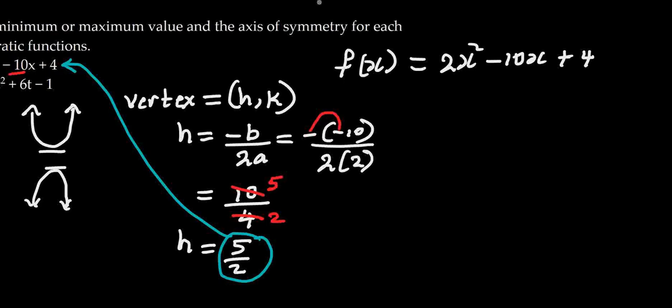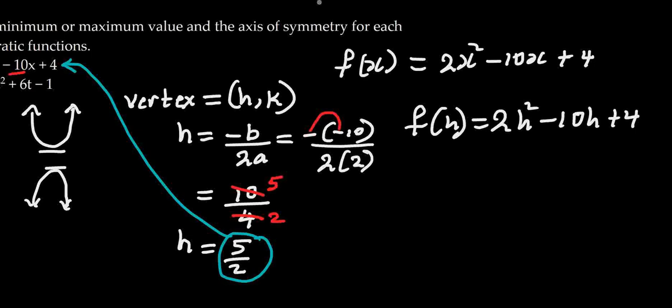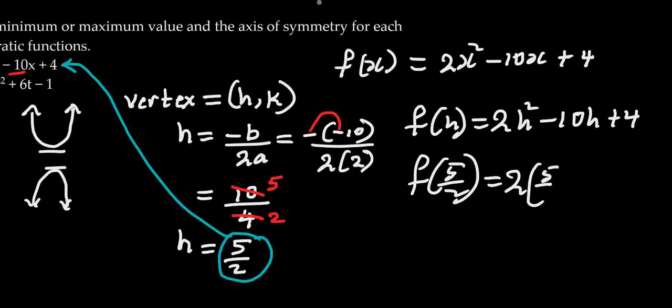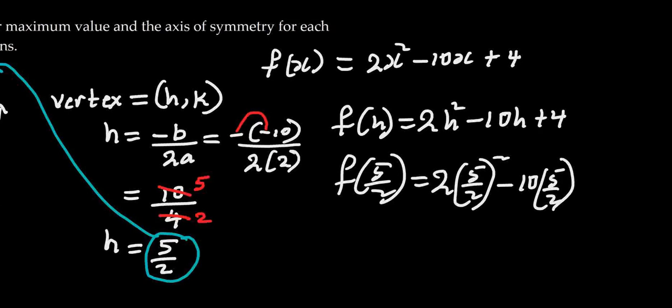So we are going to plug in the value of h, which means automatically we're going to have f of h is equal to 2h squared minus 10h plus 4. And since the value of h is 5 over 2, then we have f of 5 over 2 equal to 2 times 5 over 2 squared minus 10 times 5 over 2 plus 4.